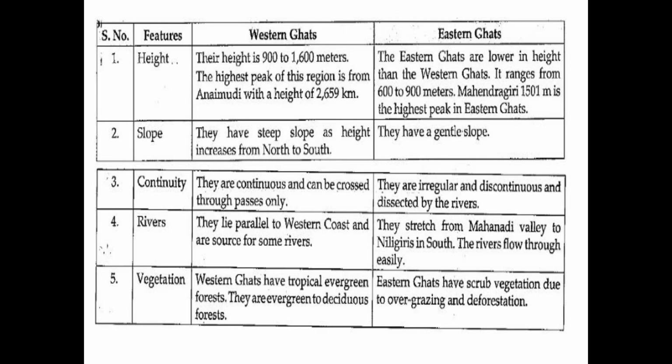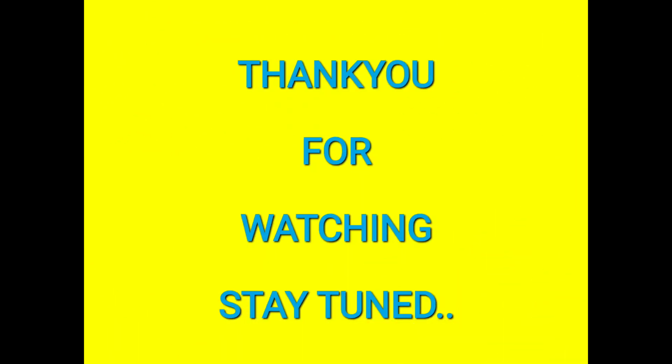Then comes vegetation. Western Ghats have tropical evergreen forest, and they are evergreen to deciduous forest, whereas Eastern Ghats have shrub vegetation due to overgrazing and deforestation. So these are the main differences between Western Ghats and Eastern Ghats. In previous slide, you have seen the difference between Himalayan and Peninsular rivers on the basis of certain features. Thank you for watching this video.